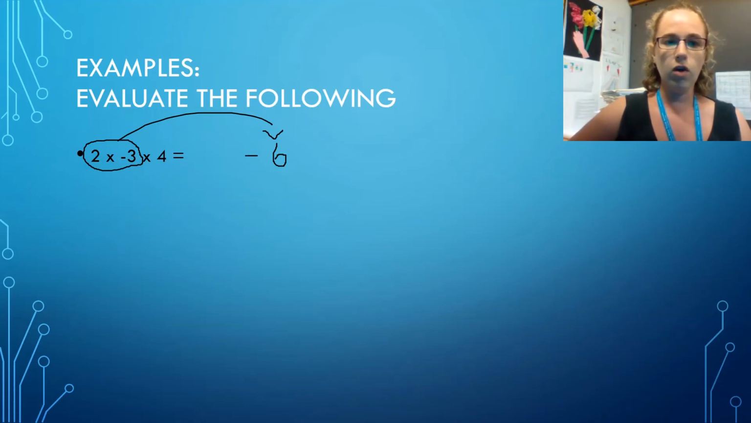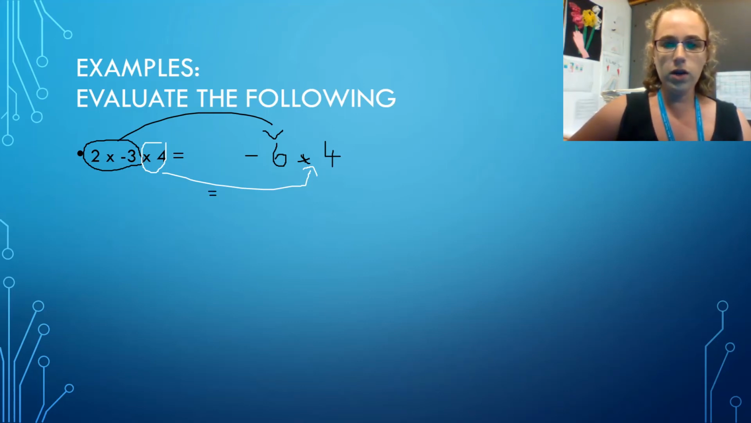gives us a negative. We then write the rest of the sum that we haven't dealt with yet, which is this minus 4 part. We write that after our answer to the first part, which says we still need to deal with it. So we'll put times by 4, and then we'll deal with that on the next line.